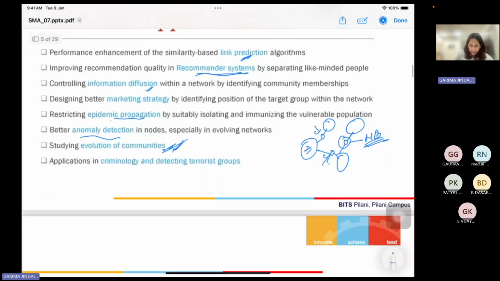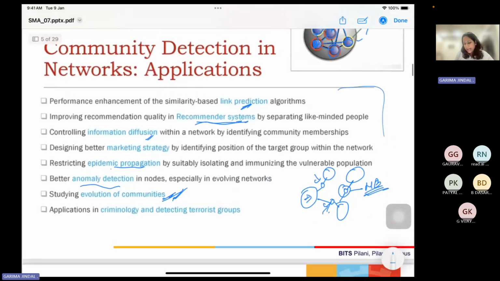Okay, so then there is another application where, like in criminology, it helps us to identify the terrorist groups and how these terrorist groups work. Okay, so from this slide, it is very clear that the community detection problem is a very important problem. It helps to solve different types of problems in the social network, like link prediction, then recommendation systems, then identifying how the information is spreading or how to stop the spread of a particular disease, how to target certain people for advertisements and so on.